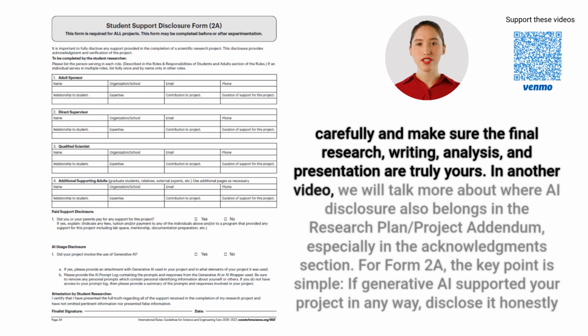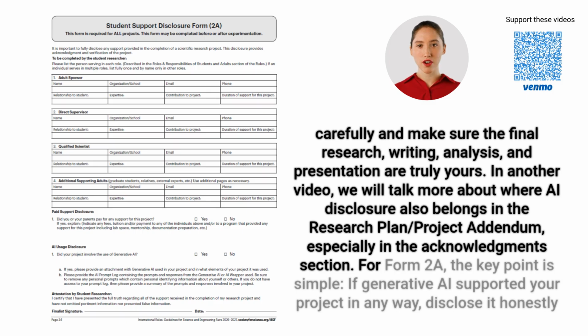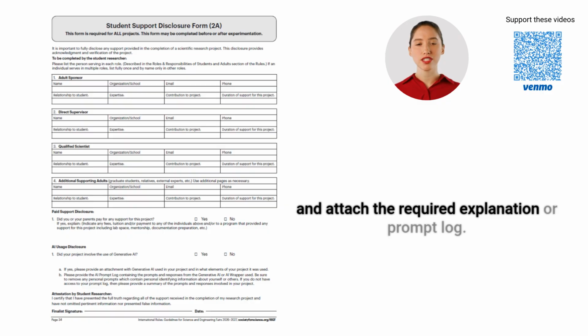In another video, we will talk more about where AI disclosure also belongs in the research plan project addendum, especially in the acknowledgement section. For Form 2A, the key point is simple. If generative AI supported your project in any way, disclose it honestly and attach the required explanation or prompt log.